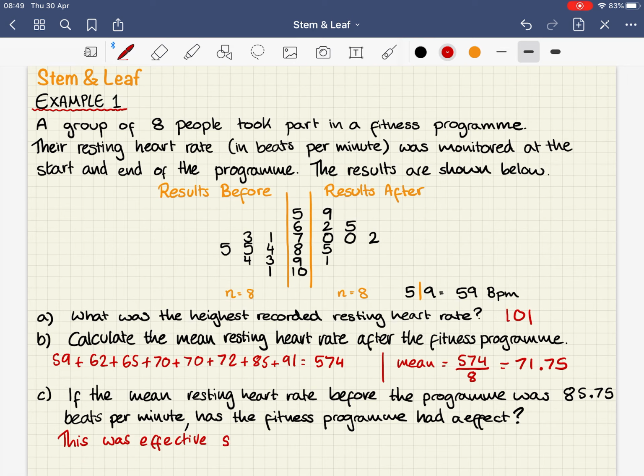So, this was effective since the average, and then I want to talk about the context of the question, since the average resting heart rate decreased from 85.75 to 71.75. So again, I need to justify my answer. I need to explain myself a little bit more. And that's that question done.